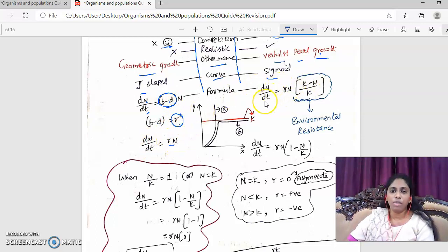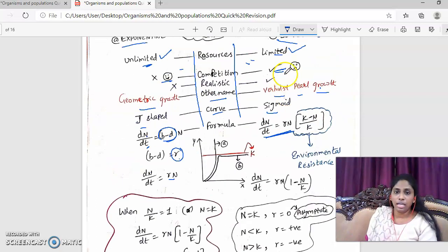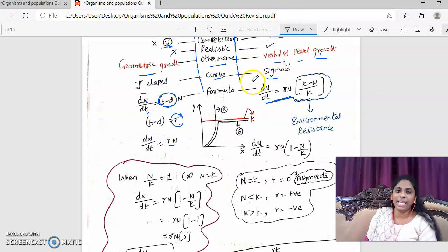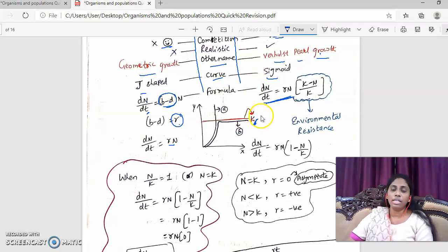On the other hand, for sigmoid also, it is the same equation, dN by dt is equal to rN. But what specially happens here? We just learned that there is limitation in resources, right? That limitation of resources is here called K. What is K here? K is called the carrying capacity, beyond which organisms cannot grow anymore. So, rN into (K minus N) by K. So, (K minus N) by K refers to environmental resistance. Now, you can see K in numerator and denominator is common, so let us pull the K out. The equation becomes dN by dt is equal to rN into (1 minus N by K). This is very important now.